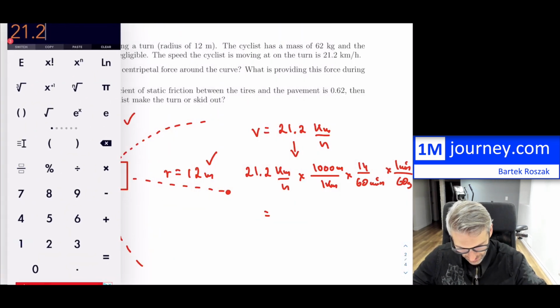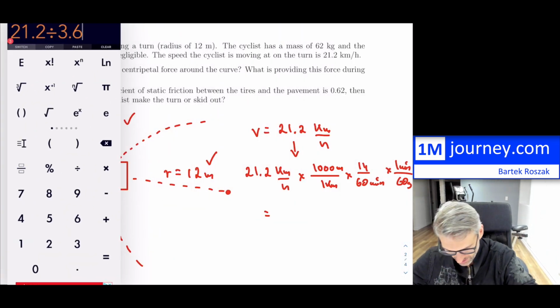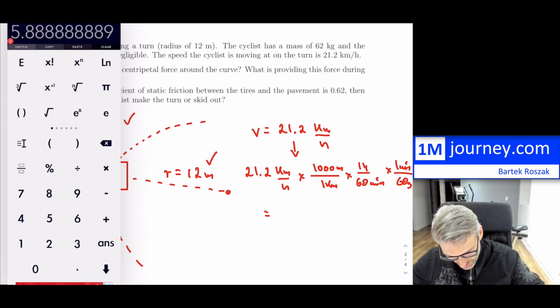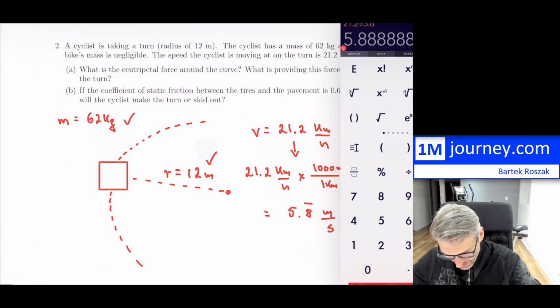And really, what you have is this entire thing. I kind of memorized this. It's going to be divided by 3.6. So that's approximately 5.89, I'll leave those 8s in there. This is meters per second. All right, so we're going to use that, I hope. Okay, let's see what they ask us.